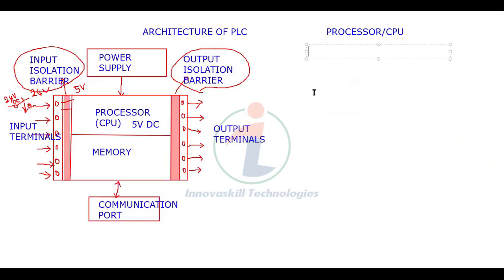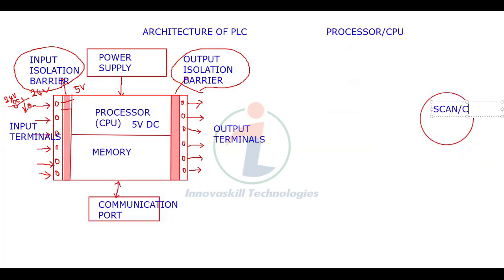So what is the function of processor means, as I said here, whenever this input is activated, whenever 24 volt is given, internally that isolation barrier will give 5 volt to the processor. So after that, the processor will check from which terminal that 5 volt is received. So it will scan that input. It will check from which terminal it is received.